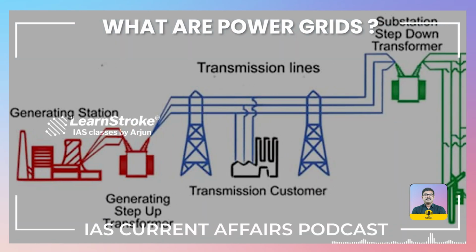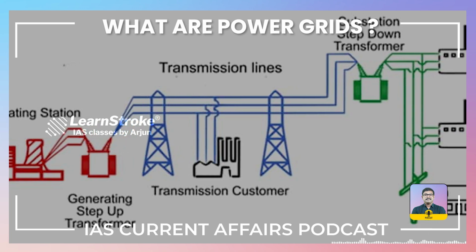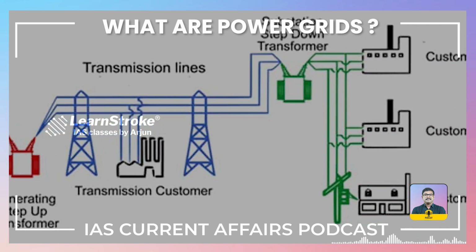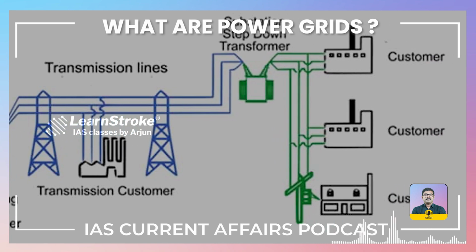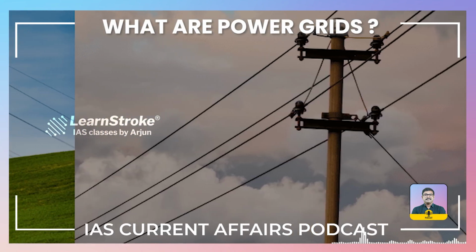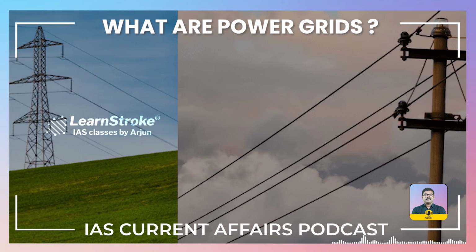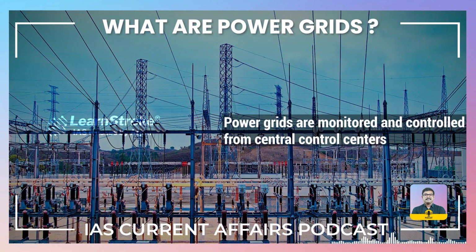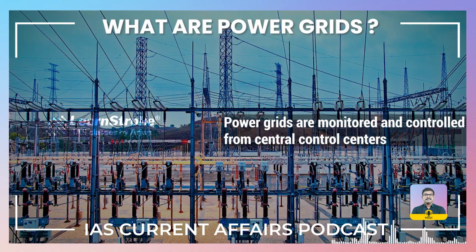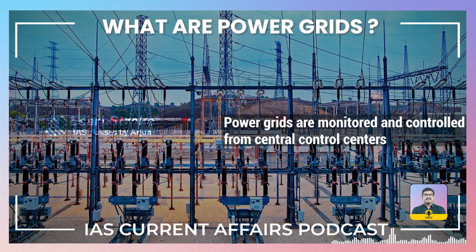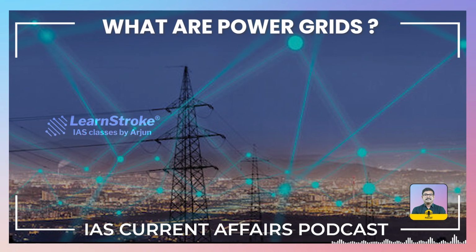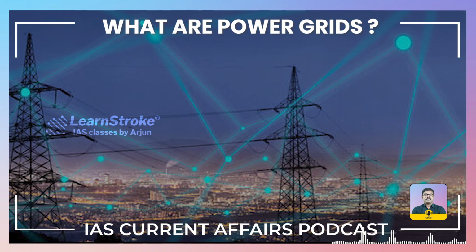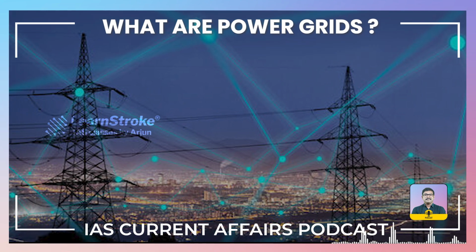The distribution networks take electricity from the transmission system and deliver it to end users. This includes residential, commercial and industrial customers. Distribution systems typically operate at lower voltage levels compared to the transmission system. The power grids are monitored and controlled from central control centers. These centers use advanced technology to manage the flow of electricity, monitor equipment health and respond to disruptions or emergencies.